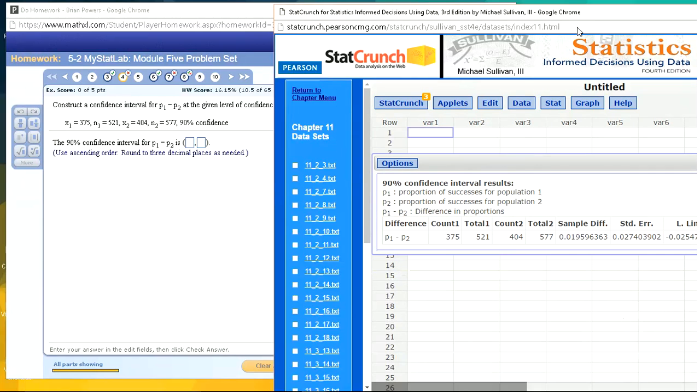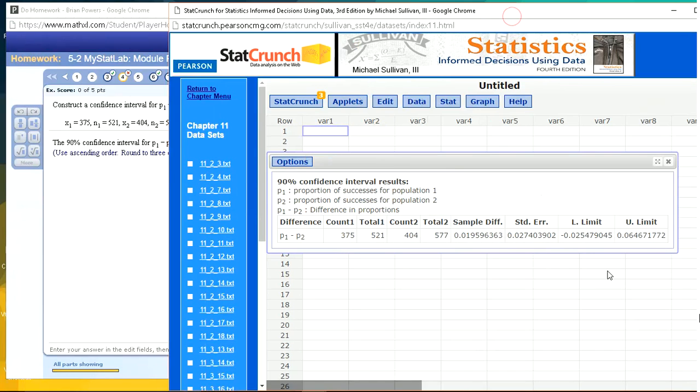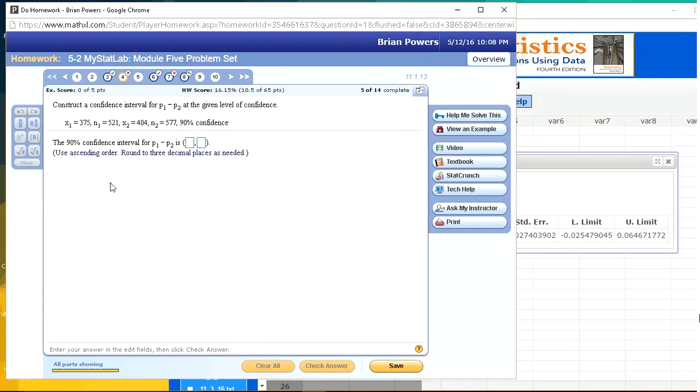Look at that. Isn't that beautiful? We've got the lower limit and the upper limit. Type it in. -0.025. Let's see, 3 decimal places. All right, that looks good. To 0.064. Rounded up to 0.065. Perfect.